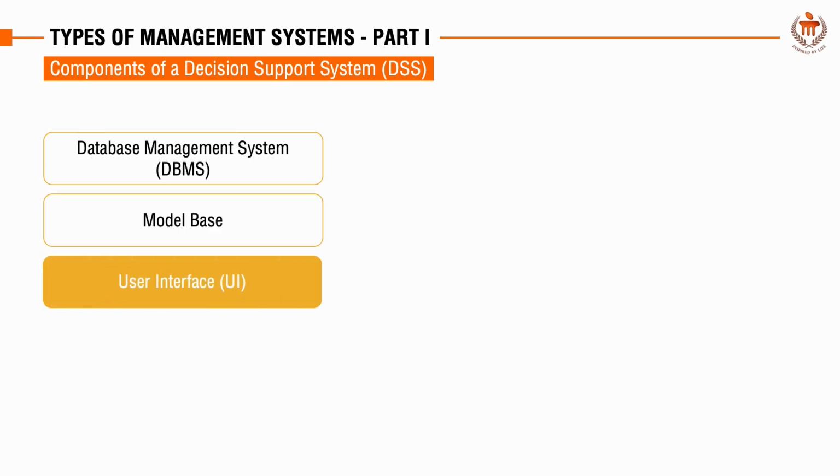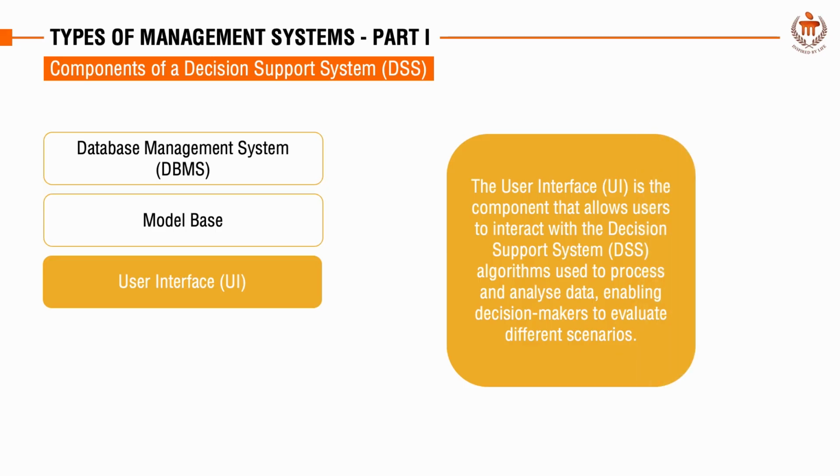The third component is user interface, UI. The UI allows users to interact with the DSS, ensuring usability and efficiency. Its functions include ease of use. User interface displays data as charts, dashboards, and graphs for clarity. User interface adapts to specific user needs. User interface enables real-time custom queries. The user interface generates personalized reports to share insights.